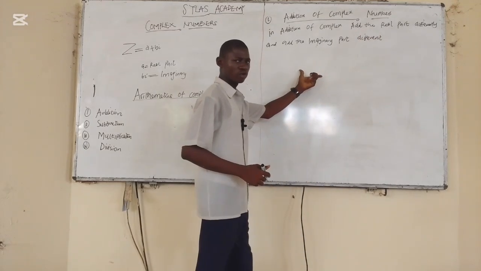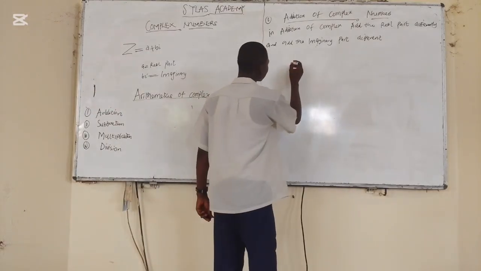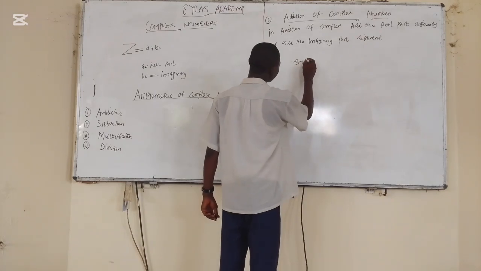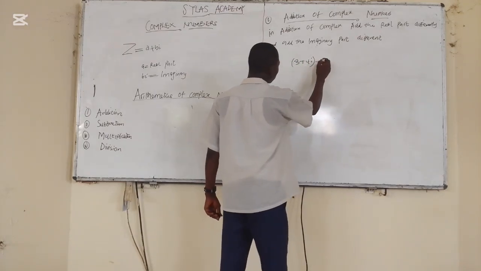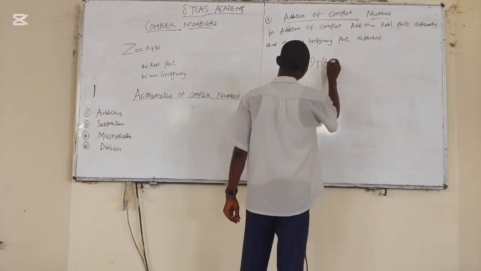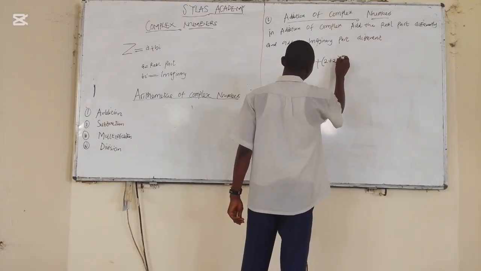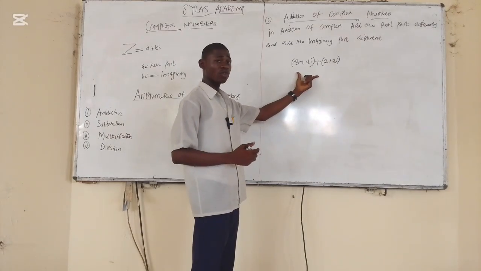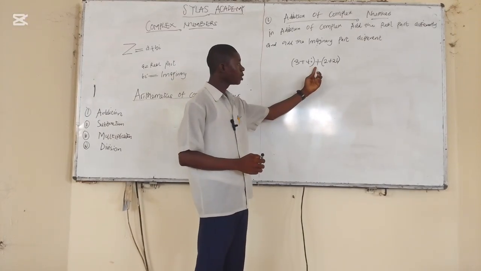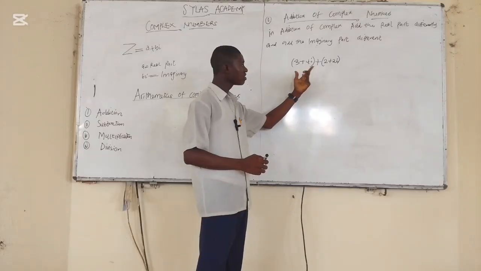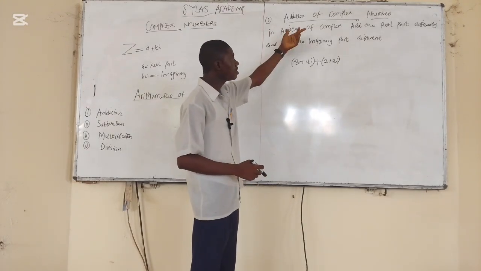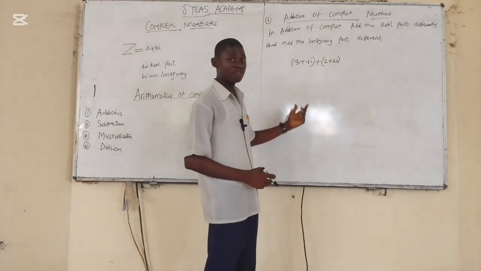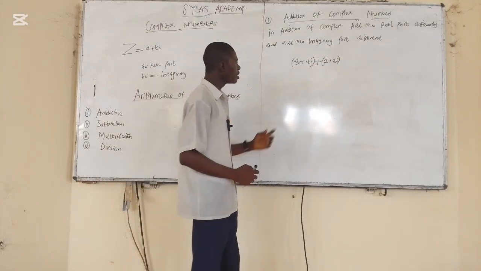How does this statement work? I've been given an example: minus 3 plus 4i plus 2 plus 2i. How can you solve this addition of complex numbers? Of course, it's an addition because the middle sign here shows that it is addition. So how can you solve it? Using this statement, they say that in addition of complex numbers, you add the real part differently and the imaginary part differently.